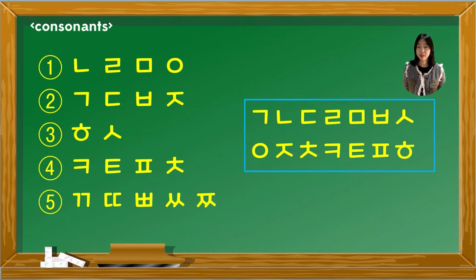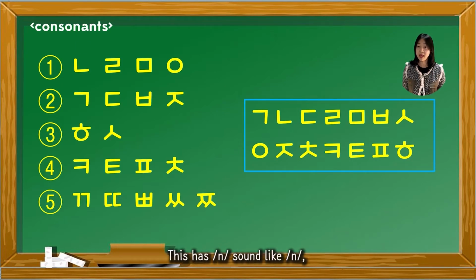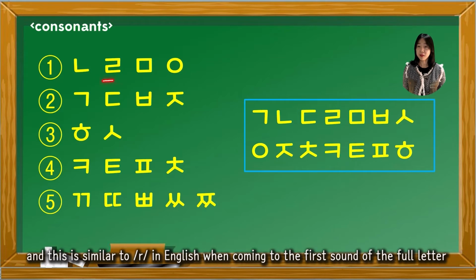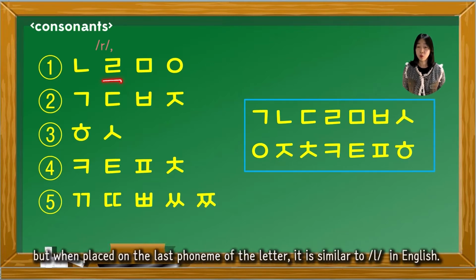First, these have vocal sounds. Therefore, when you make these sounds, your vocal cords shake. This has an N sound like N, N, N. And this is similar to R in English when it comes to the first sound of the full letter, which I'm going to explain in another video. But when placed on the last phoneme of the letter, it's similar to L in English.